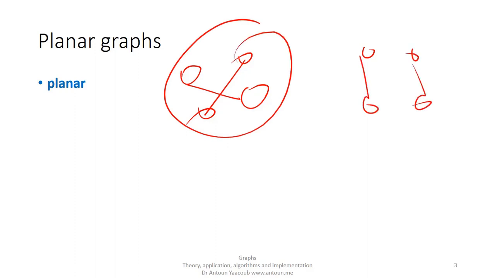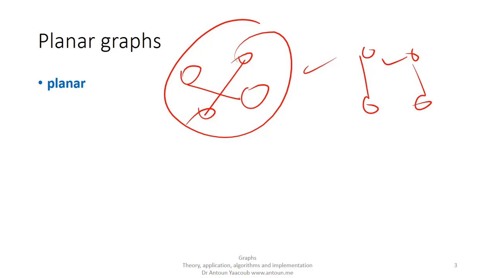What do we mean when a graph is planar? A graph is planar if it can be drawn in the plane with no crossing edges. If I can draw a graph without having crossed edges, it means it's planar. For example, this graph could be drawn like this, and it's planar.